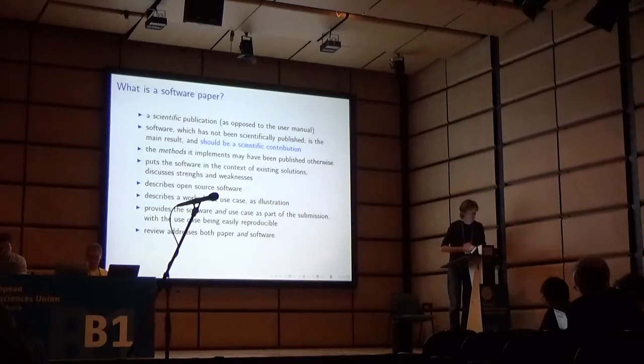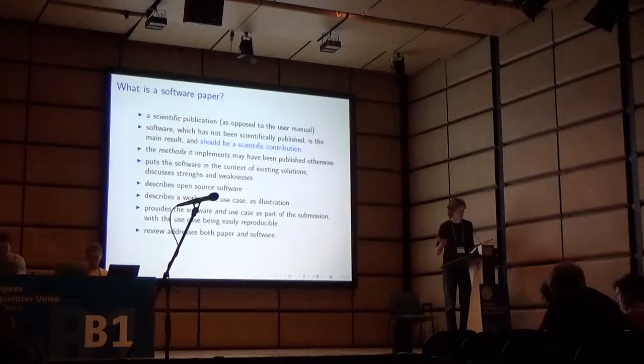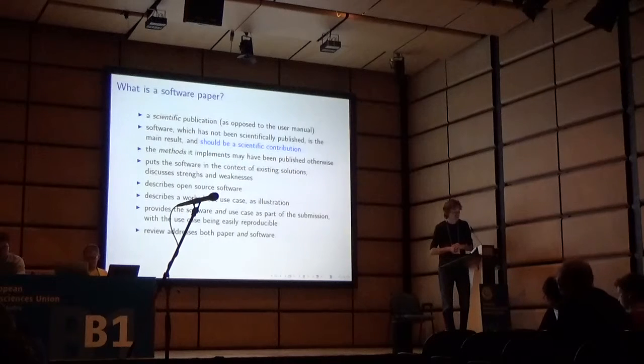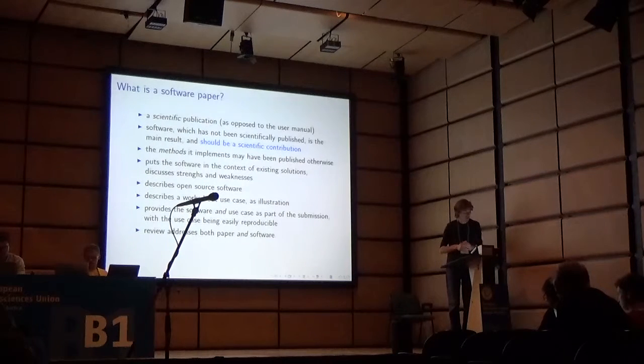So what is a software paper? A software paper needs to be a scientific publication. It's not a user manual. You don't say you click this button, you click that button. Software which has not been scientifically published is the main result and should be a scientific contribution. So we have software that is a result. It's not about a new method. The methods can be published somewhere else.